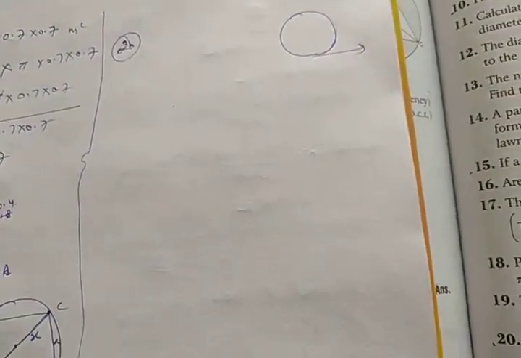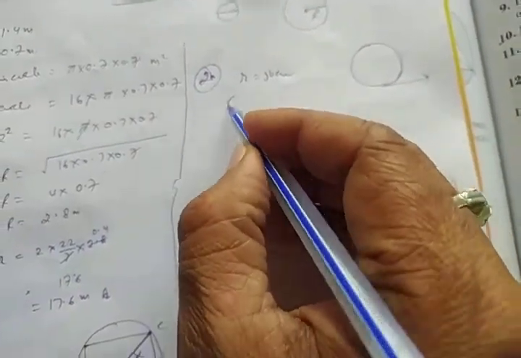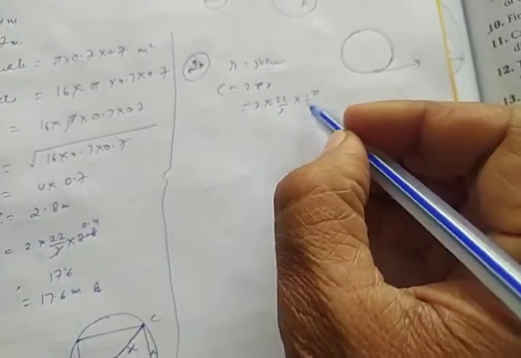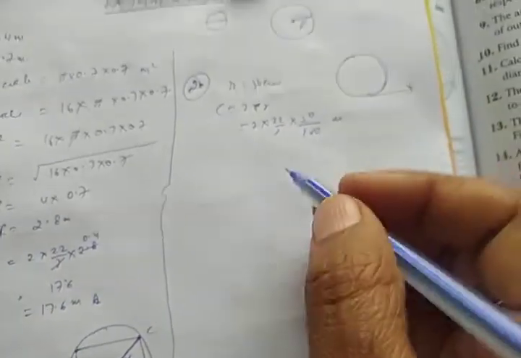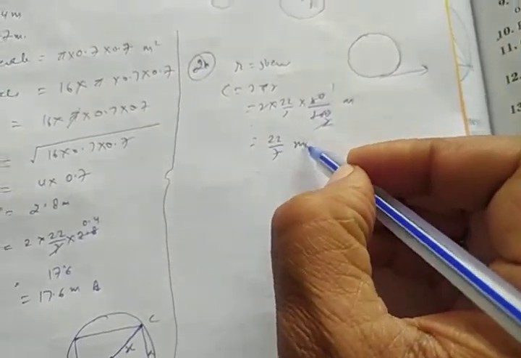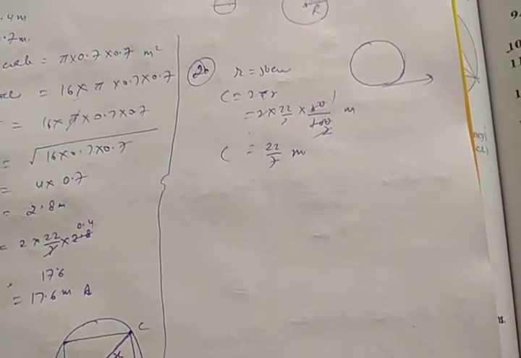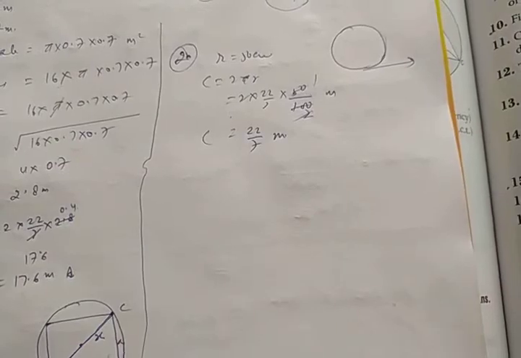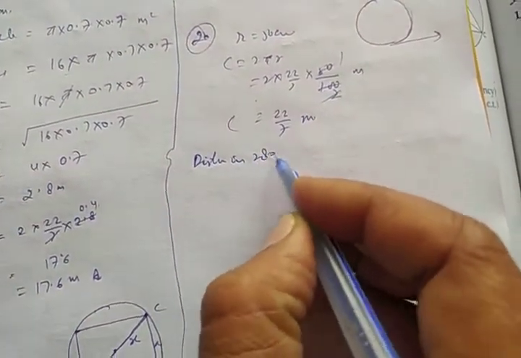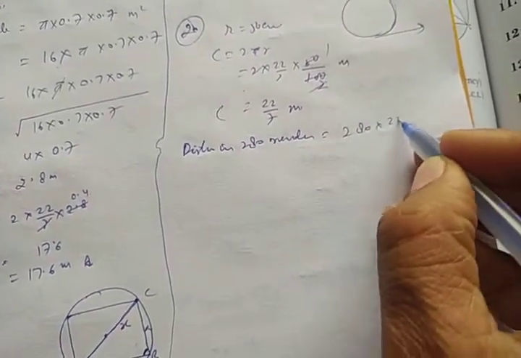So radius is given 50 centimeter, then circumference is 2 pi r, that is equal to 2 into 22 upon 7 into 50 upon 100, which you should take as a meter. The 2 and 2 cancel, so 22 upon 7 meter is the circumference of the tire of the bus. Now it is taking 280 revolutions, so the distance in 280 revolutions is 280 into 22 upon 7.